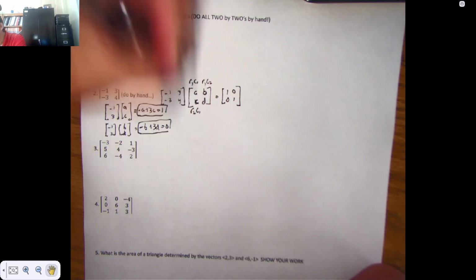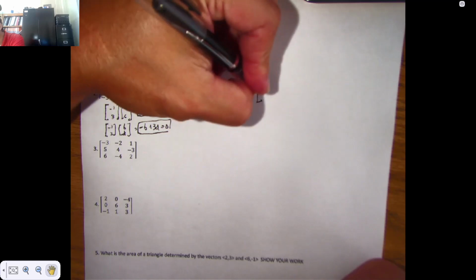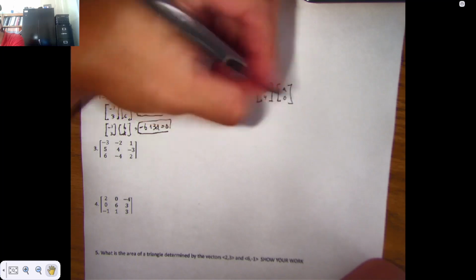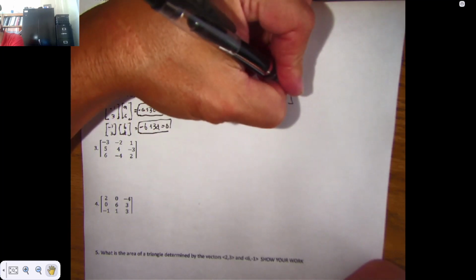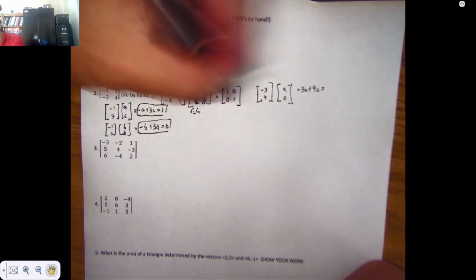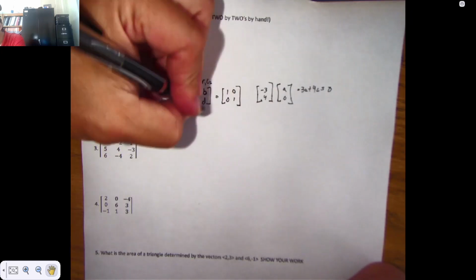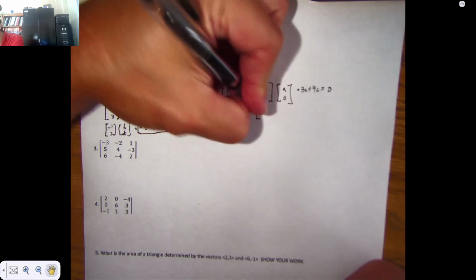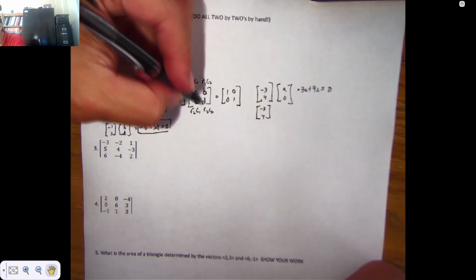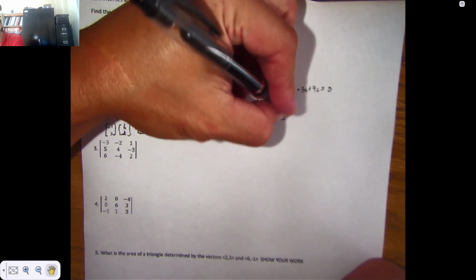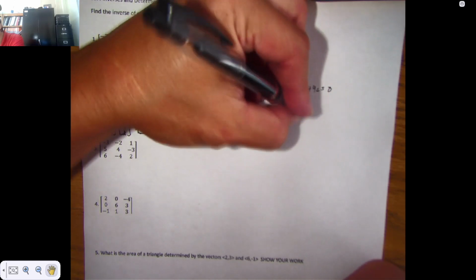Row 2, column 1 is going to be a negative 3 and a 4, and column 1 is an A and a C. And that gives me negative 3A plus 4C, and it has to equal 0. And lastly, we're going to do row 2, column 2, which is negative 3 and 4, and column 2 being B and D. And that's going to be negative 3B plus 4D, and it has to equal 1.